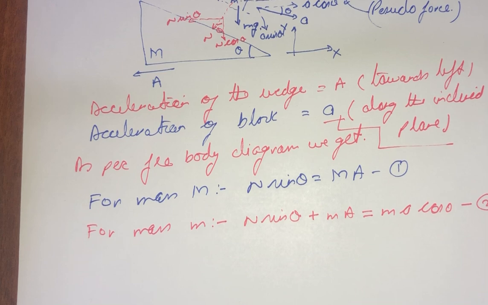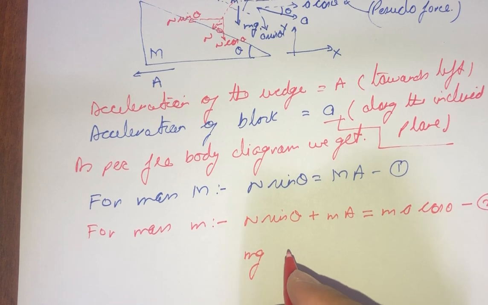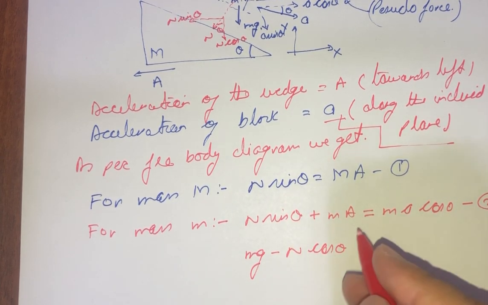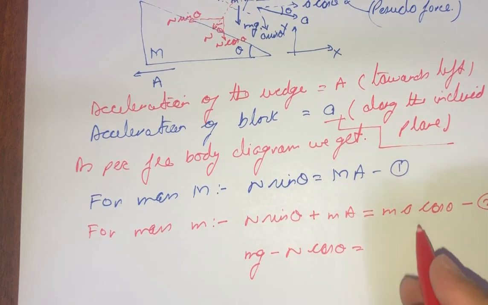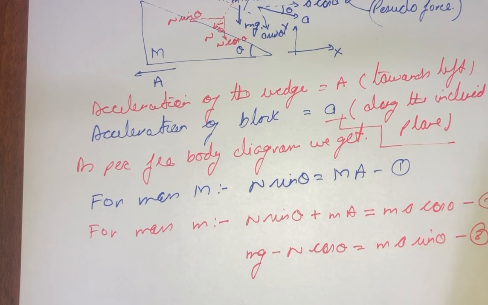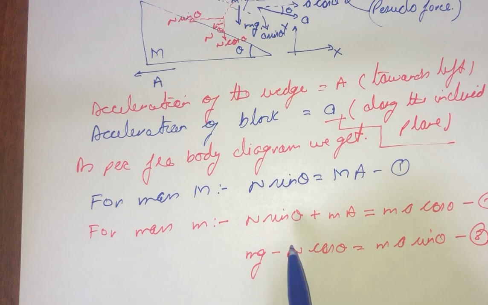And in the vertical direction, we have mg in the downward direction, and there will be a normal which is acting in upward direction, that is n cos theta, and the acceleration is given as ma sin theta, and this is equation number 3. Okay, so we are going to use these 3 equations and subsequently find out the value of acceleration of the wedge and acceleration of the mass.